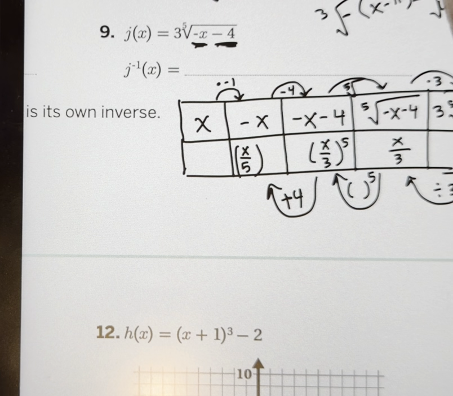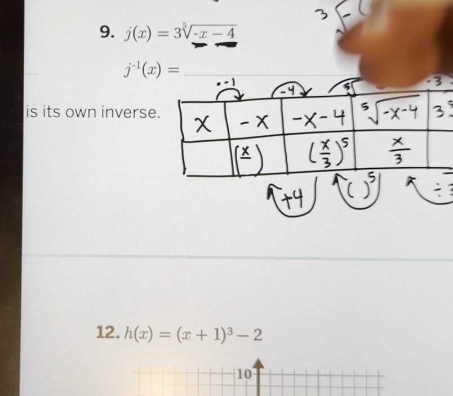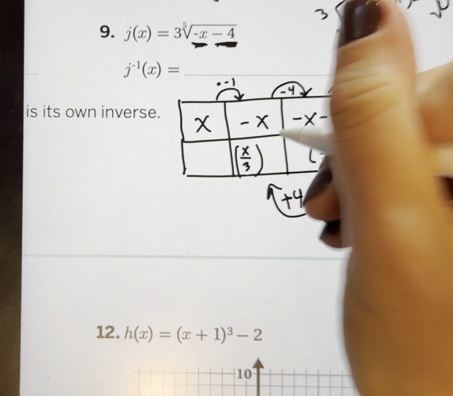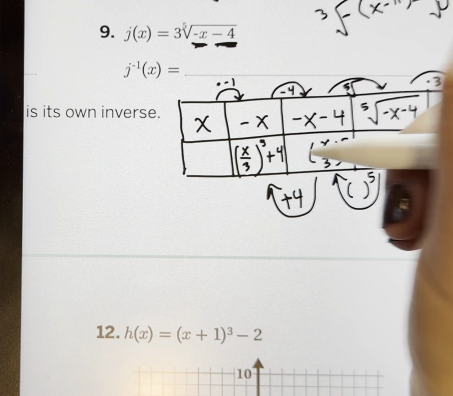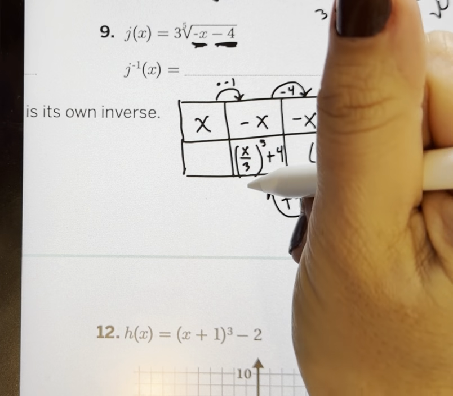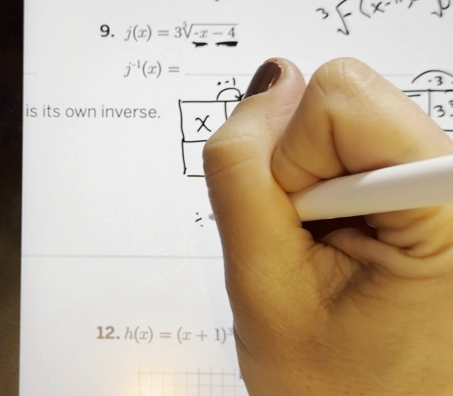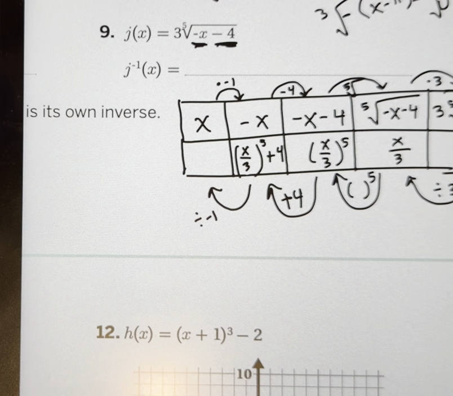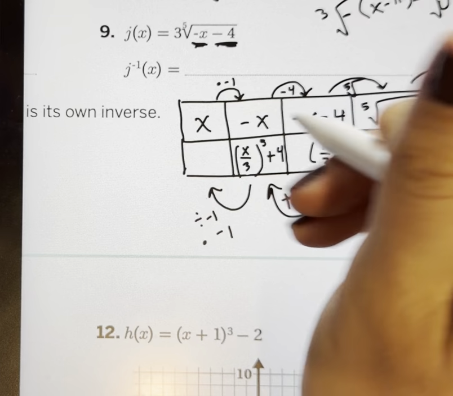Oh, that was supposed to be a 12, not a sink. Okay, and that's supposed to be a sink. Okay, here we go. x over 3 to the fifth plus 4. All right, and then the final thing is to divide by a -1, but please remember that dividing by a -1 is the same as multiplying by a -1.